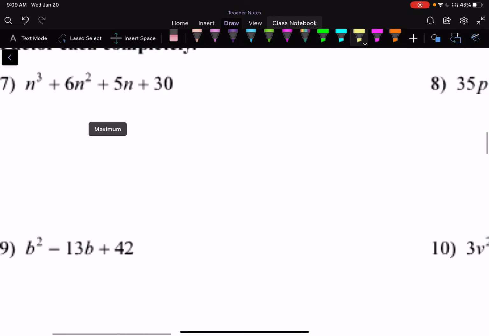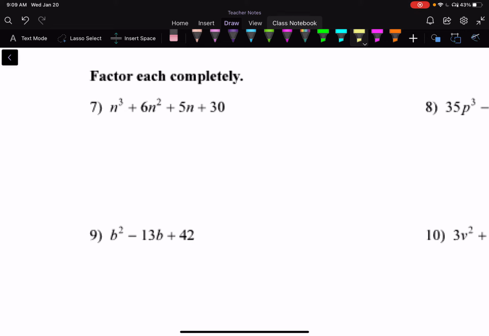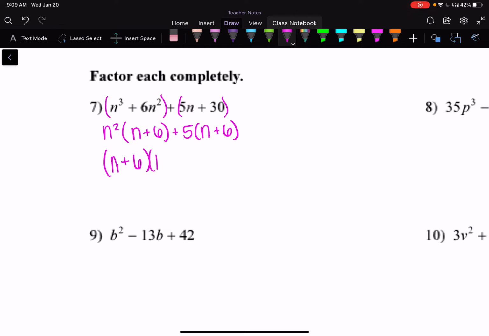Now moving on to number 7, it wants us to factor completely. This is a 4-term polynomial, so we will start factoring by grouping. Since there's already a plus sign in the middle, I can throw the parentheses on. I'm left with n squared times n plus 6, and then 5 times n plus 6. My GCF is my binomial, and that leaves me with n squared plus 5.